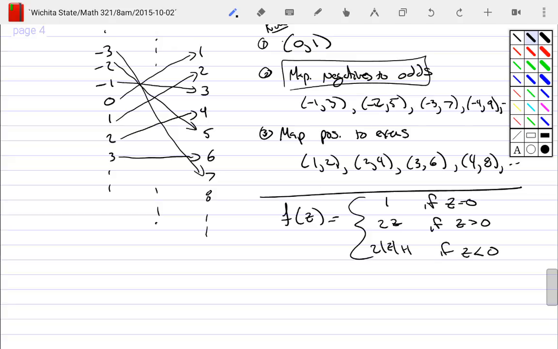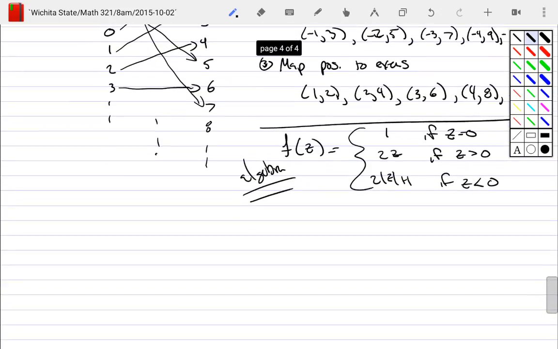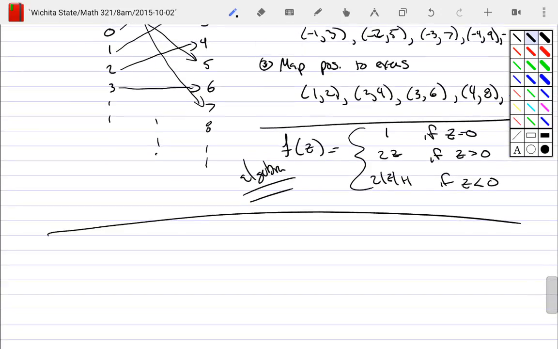How would you make it not one-to-one? How about you map 1 to 2 and negative 1 to 2, and then 2 to 3 and negative 2 to 3? That would be not one-to-one. There are questions on these, and this would be algebra. It's not the only way to do it. Is everybody okay with that?